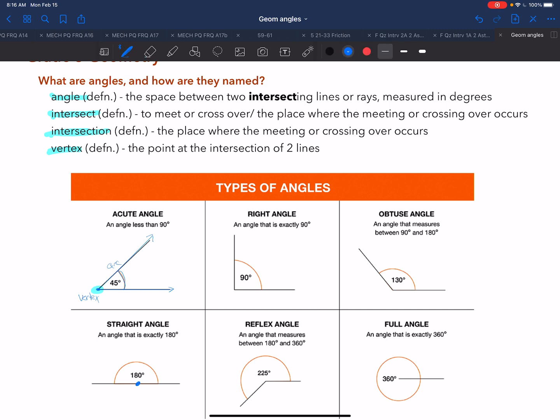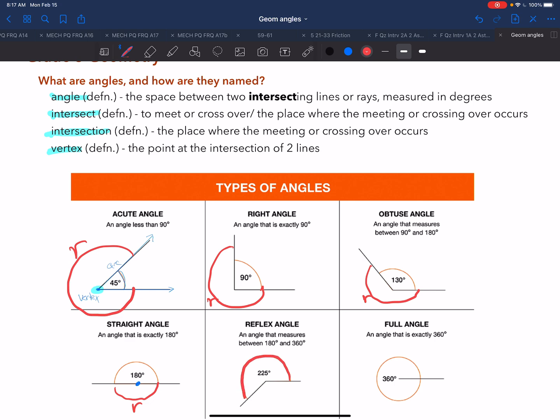Now the reflex angle is the angle that measures between 180 and 360 degrees. Really what that means is this: if we go back to our acute angle, we have our 45-degree angle. This is the reflexive angle, R. And you notice that the reflexive angle and the straight angle are equal to each other. And so you notice now we've labeled that as the reflexive angle.